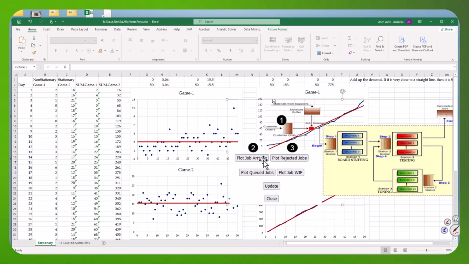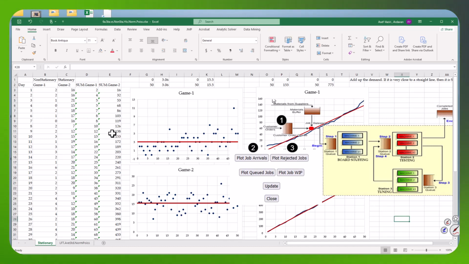Job arrivals are those which have come to your system and you have accepted. Rejected jobs are those contracts which have come to your system, but because you have fixed your maximum working process to something, they have not been allowed to come in. You have rejected them and they are gone and they will not come back.